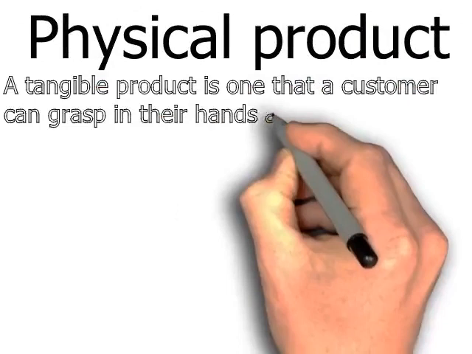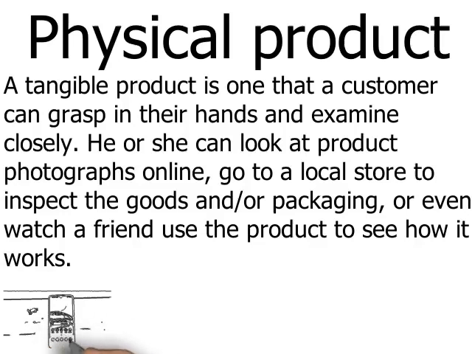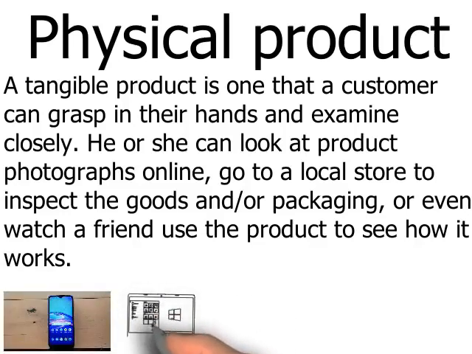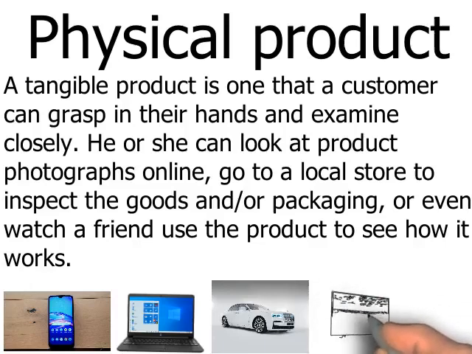Physical product. A tangible product is one that a customer can grip in their hands and examine closely. He or she can look at product photographs online, go to a local store to inspect the goods and packaging, or even watch a friend use the product to see how it works.